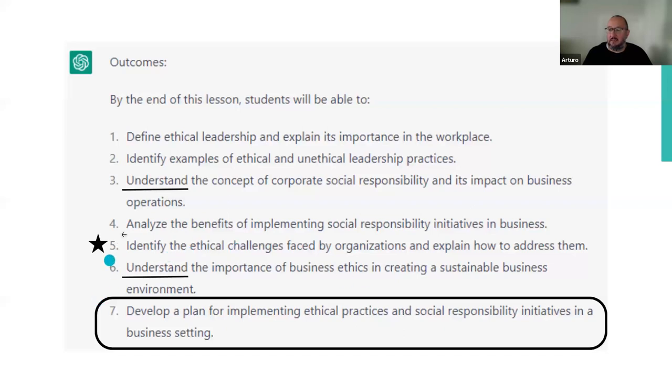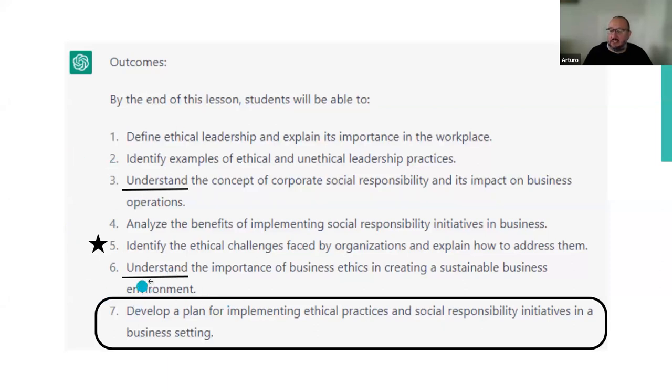Now, if you're a designer, you'll notice that three and six are not good outcomes. You never start an outcome with "understand." So these are changes that I would make as a designer. I would recognize that these aren't good outcomes, and I would make those changes.